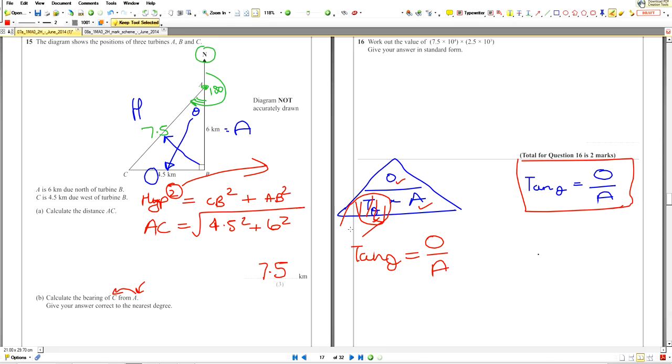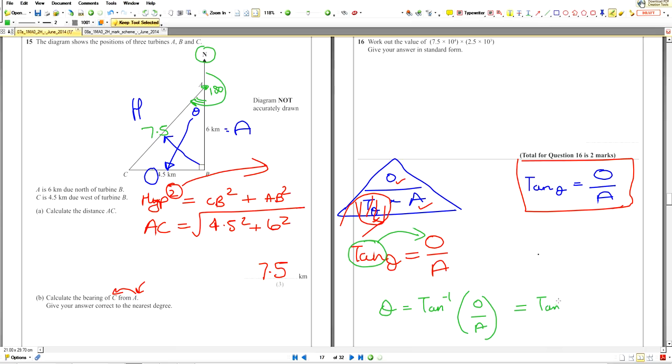So we want to work out the angle. We've got tan of the angle. What do we do with the tan? Take it over to the side. So it was tan on this side, it becomes tan to the minus 1, inverse tan, of O over A. And that angle is actually that missing angle there.